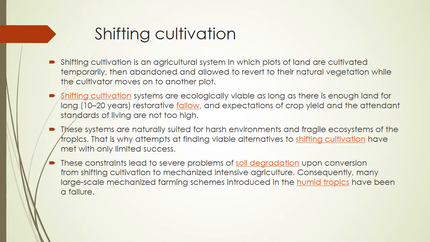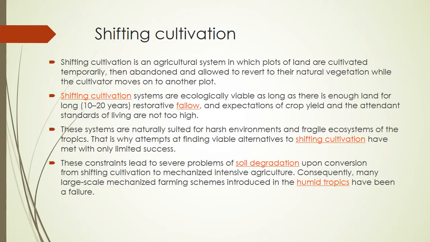Shifting cultivation. Shifting cultivation is a type of agricultural system in which a plot of land is cultivated temporarily, then abandoned and allowed to revert to its natural vegetation while the cultivator moves on to another plot. So temporarily the plot is kept vacant after the cultivation so as to revert to its natural vegetation, and the cultivator moves to some other plot for some period of time.